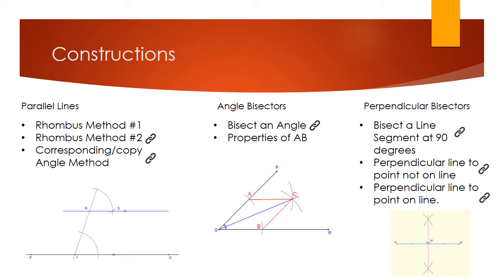Then we're also going to look at perpendicular bisectors and just perpendicular lines. So the first thing we're going to do is a perpendicular bisector. Then we're just going to create perpendicular lines that intersect through a line at a particular point. Sometimes it might be a point that is on the line. Other times it might be a point that is above or below the line.